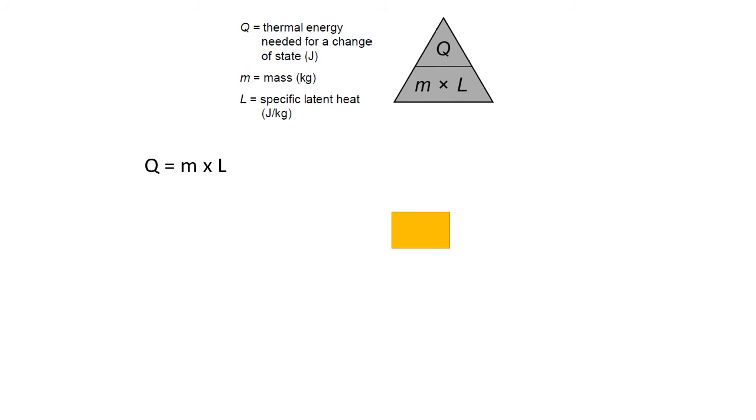However, if I want to find out the mass, I can cover up the mass, and it tells me that it's Q divided by L. If I want to find the latent heat, then I cover up L, and it tells me it's Q divided by M.